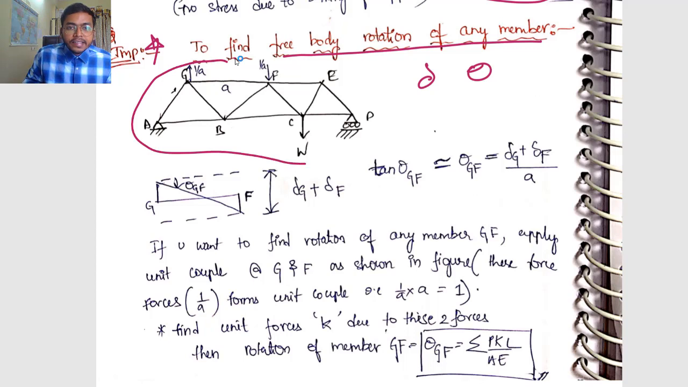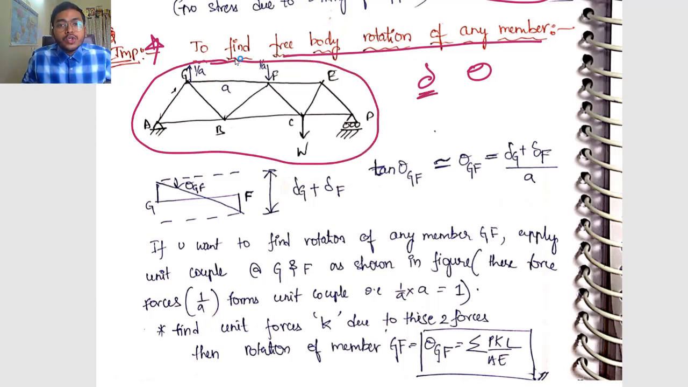Now consider a truss like this. If we want the deflection, what we used to do? We used to apply a unit load at the joint where we want the deflection. For example, first, to find deflection, due to this applied load W, we have to find the forces P1, P2, P3, P4, and so on.